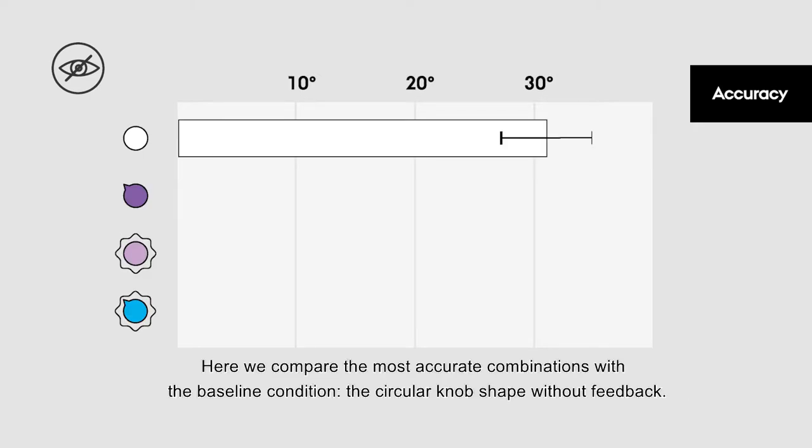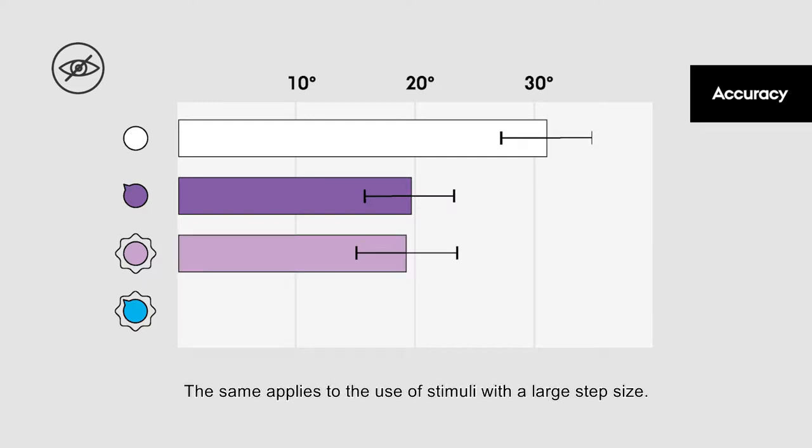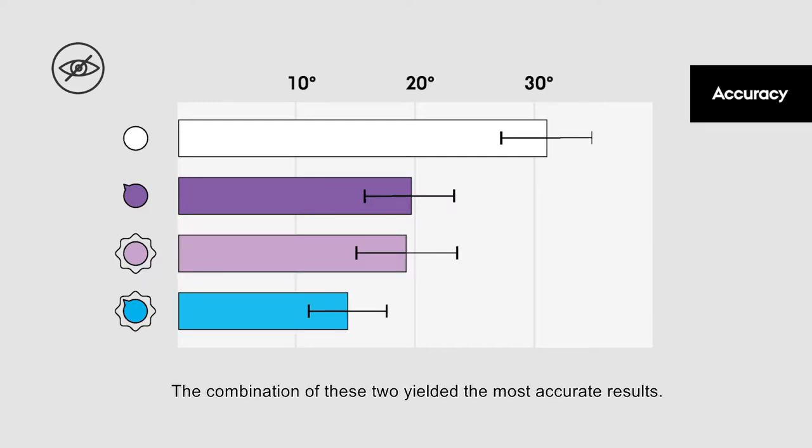Here we compare the most accurate combinations with the baseline condition, the circular knob shape without feedback. The pointer knob shape alone already significantly improved the accuracy. The same applies to the use of stimuli with a large step size. The combination of these two yielded the most accurate result.